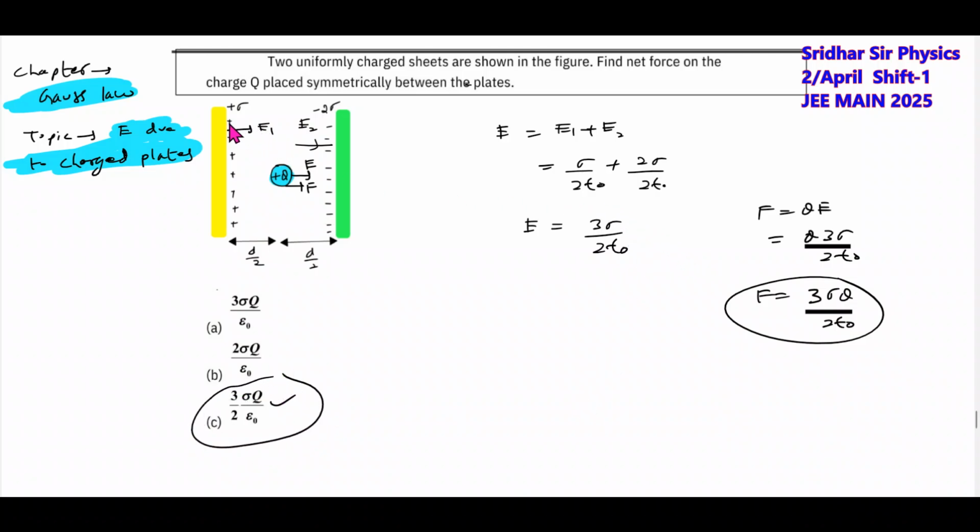Just a simple idea for the electric field: you have to take the superposition, because the field due to the negative charged plate is towards the right, and due to the positive charged plate is also towards the right. Add up both, and we get the net field. The charged particle is present in the net field, and the basic formula is F equal to QE. Very good, simple one. I'll take the next one.